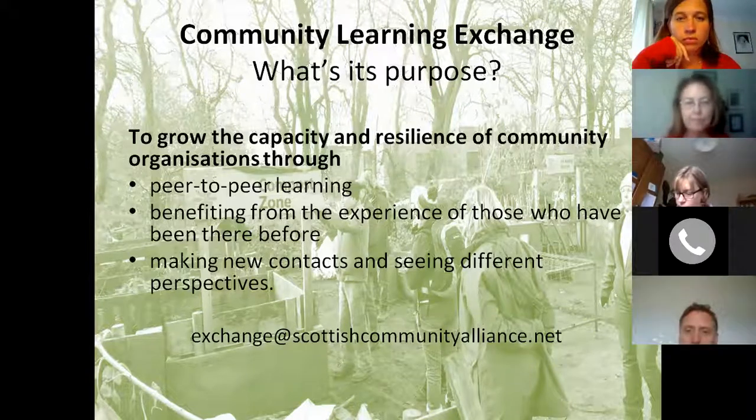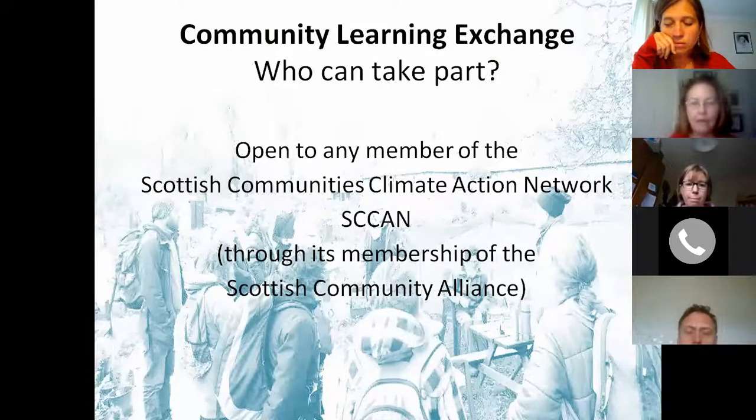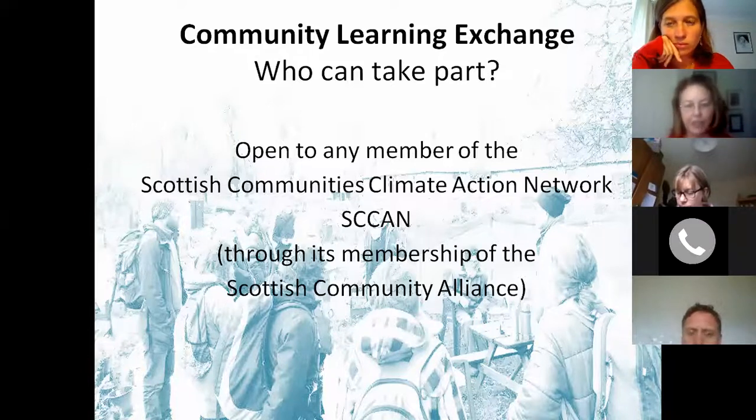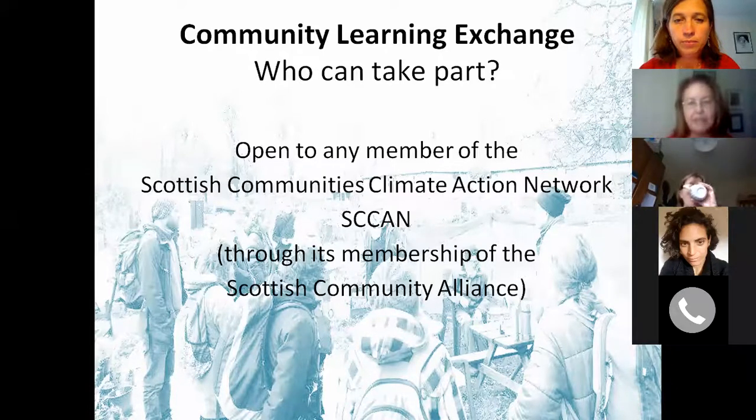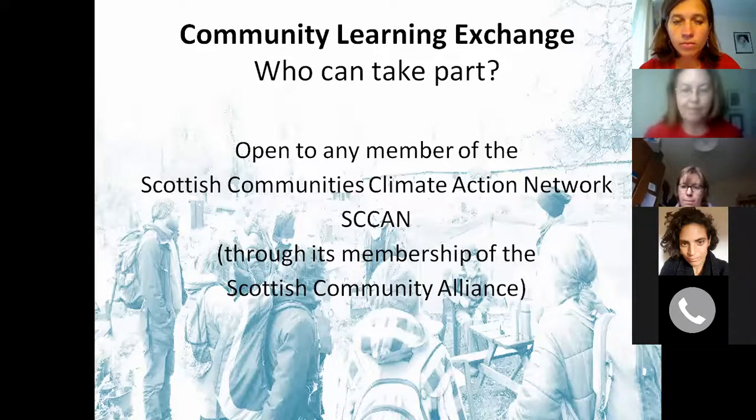This is actually quite an important part. It's open to any member of SCCAN, the Scottish Communities Climate Action Network, and that's through SCCAN's membership of the Scottish Community Alliance. The reason that we need this, I wouldn't call it endorsement, but we need a third party to say, yes, I do know this organisation. I can't possibly know every community group in Scotland, and I need to work with third parties, and SCCAN is obviously best positioned to provide me with that information. So think of SCCAN as your access to the funding. Next, please, Katrina.